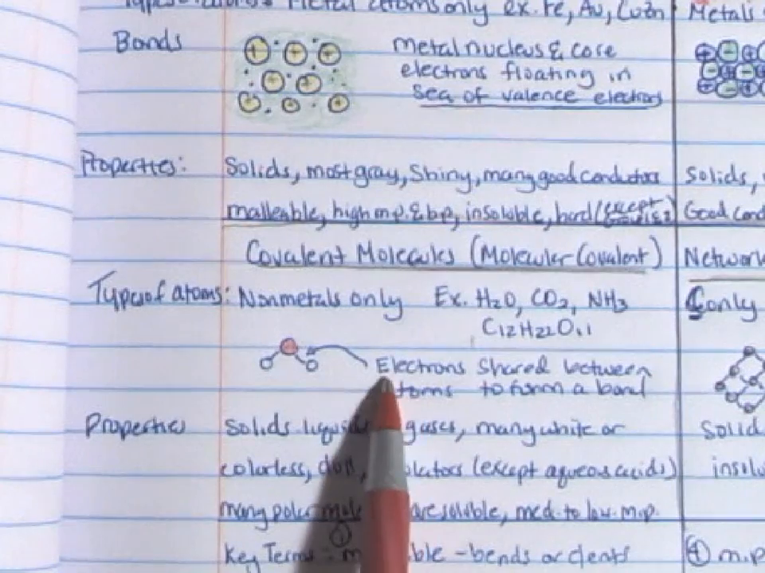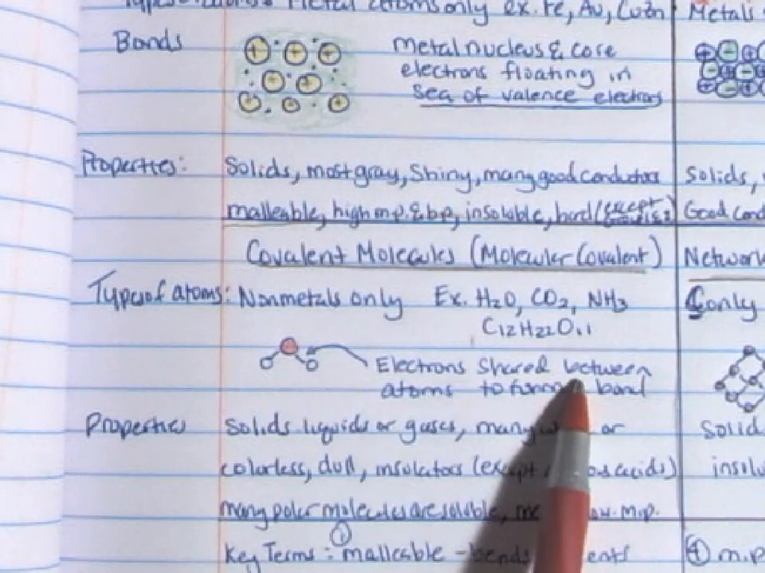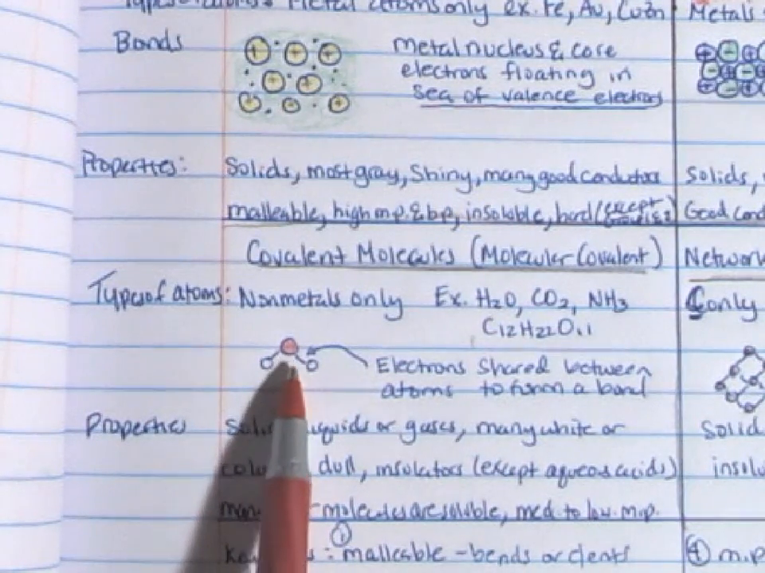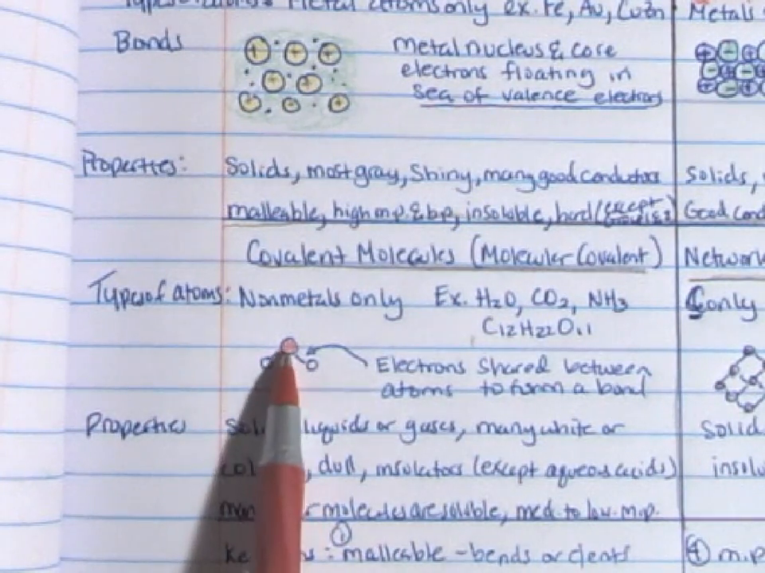Now, in these types of bonds, the electrons are shared between the atoms to form a bond. So this line, this is a water molecule, that's oxygen and 2 hydrogens. That line is actually a pair of electrons that's connecting these two atoms, the oxygen and the hydrogen.